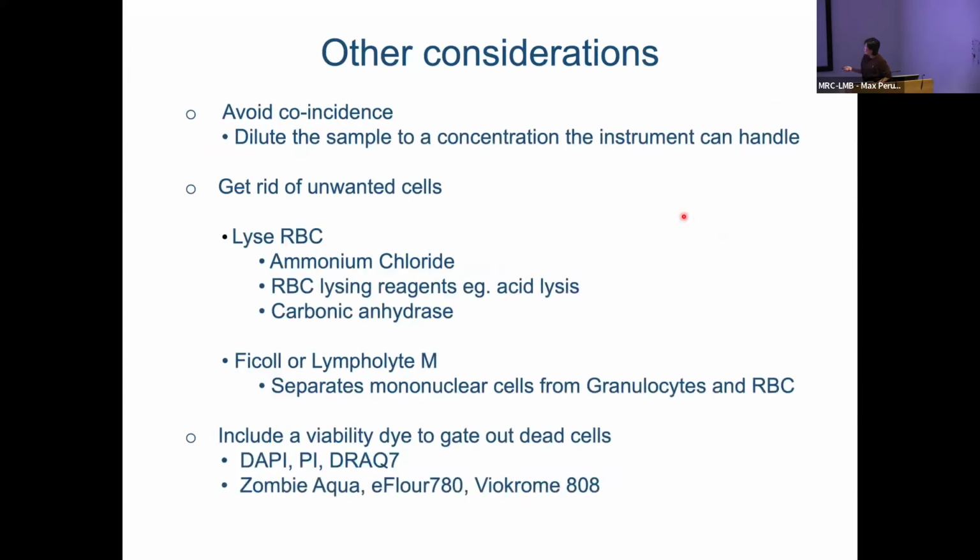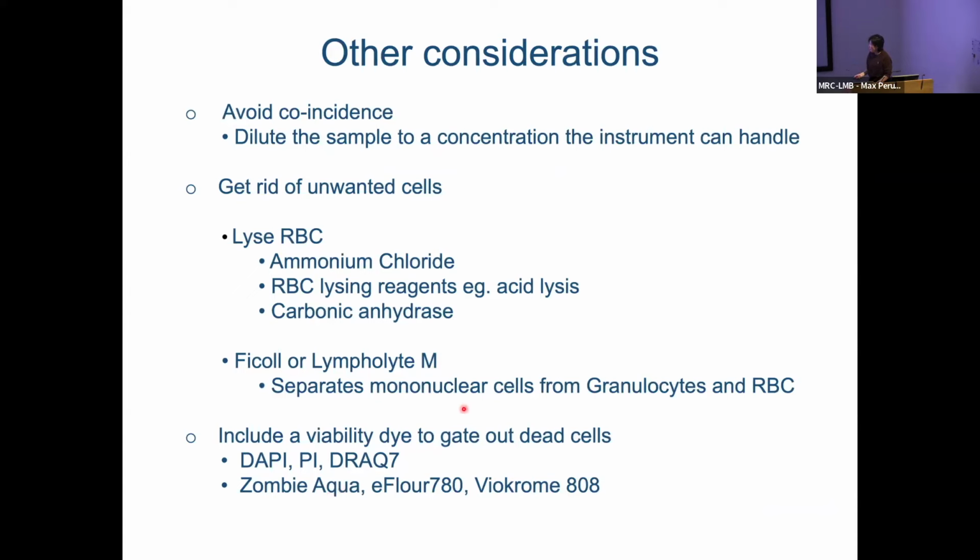So, other considerations: please dilute your sample to a concentration the instrument can handle. Again, you can talk to us about this point. Get rid of any unwanted cells, for example red blood cells, because every event counts, and they will slow down your acquisition. Or if you are preparing tissues or blood samples, you can get rid of something like granulocytes if you're only interested in lymphocytes.